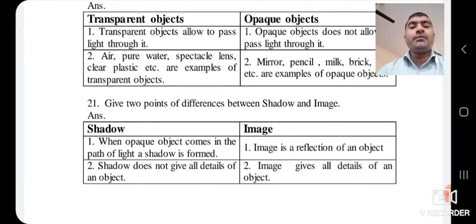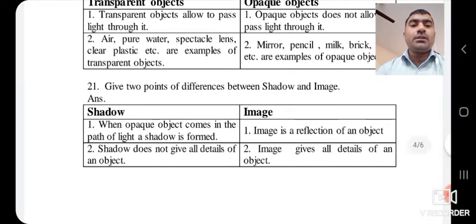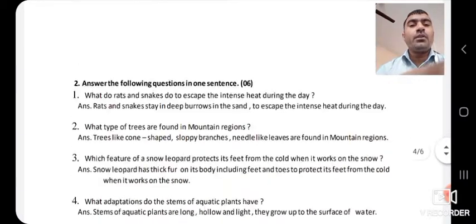Give 2 points of difference between shadow and image. When an opaque object comes in the path of light, a shadow is formed, and an image is the reflection of an object. What is the image? It is a reflection of the object. A shadow does not give all details of an object. From a shadow we cannot identify the object, but through an image we can identify the object, meaning an image gives all the details of an object.